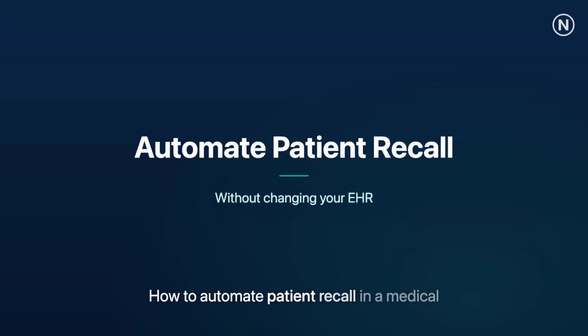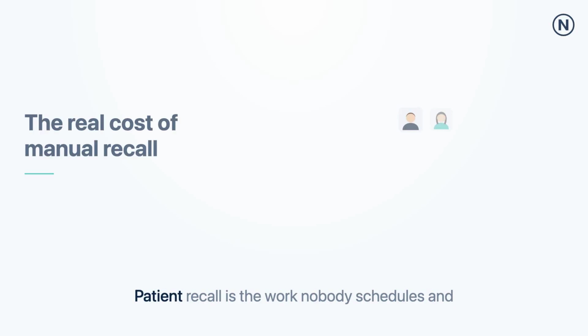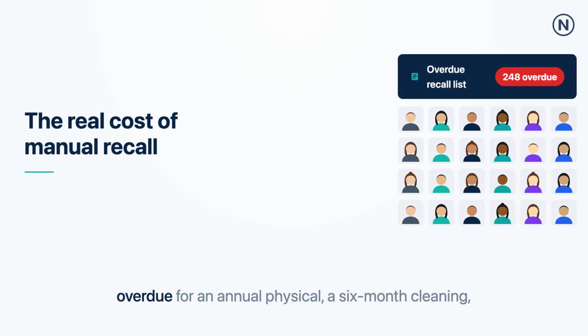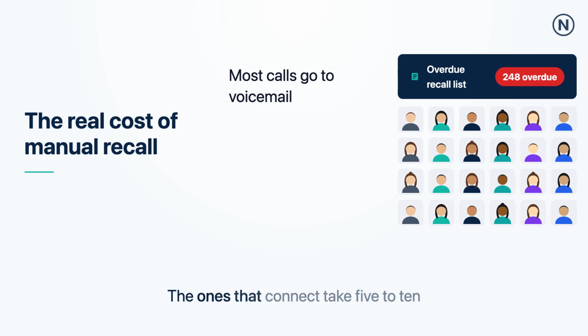How to automate patient recall in a medical or dental practice without changing your EHR. Patient recall is the work nobody schedules and everybody resents. A staff member pulls a list of patients overdue for an annual physical, a 6-month cleaning, a follow-up, or a chronic care check-in, and starts dialing. Most calls go to voicemail. The ones that connect take 5 to 10 minutes each. By the time the list is done, a week has passed and another batch is already overdue.